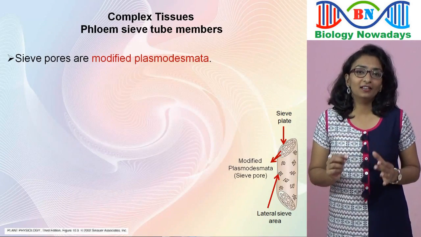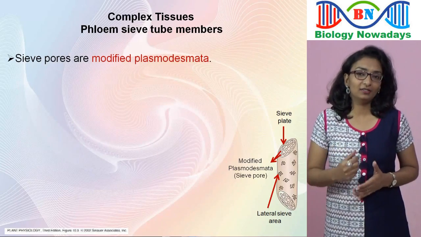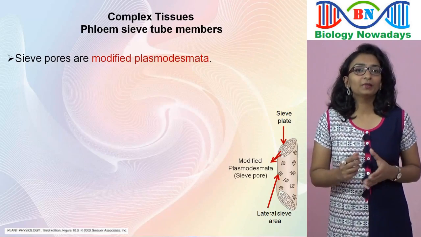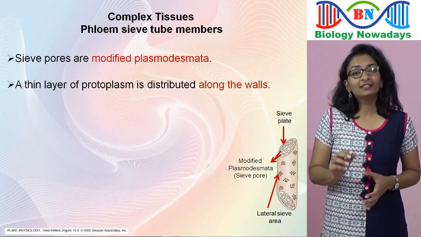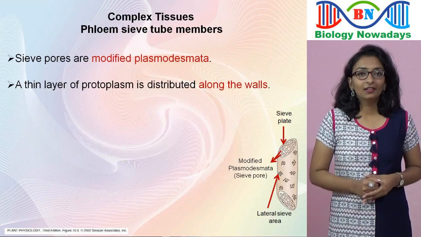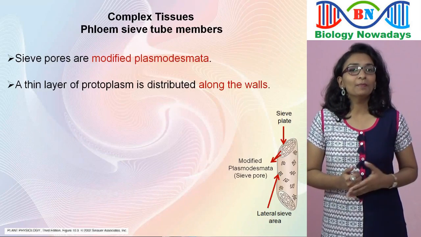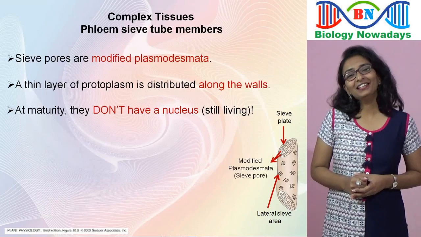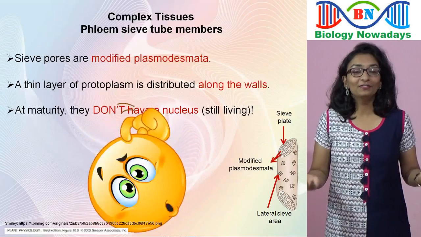Plasmodesmata are small channels that directly connect the cytoplasm of neighboring cells to each other. In the sieve tube members, the living contents of the cell or the protoplasm is distributed as a thin layer along the walls so that there is no block to the flow of food materials through these cells. Now be ready for a surprising fact. Even though sieve tube members are living at maturity, they don't have a nucleus. That's interesting, right? Without a nucleus, who controls the activities of these cells?